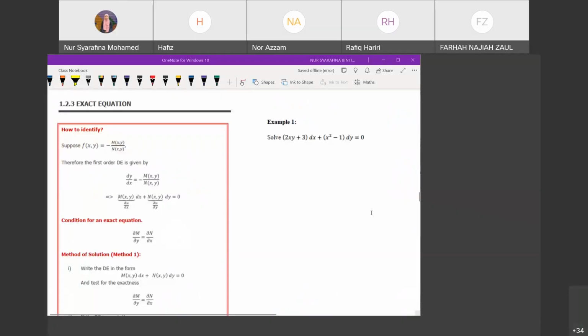Last class, we have done with separable equation and also with homogeneous equation. Okay, so we are still in solving first order ordinary differential equation. Okay, so we proceed now with the next type of differential equation, which is an exact equation.